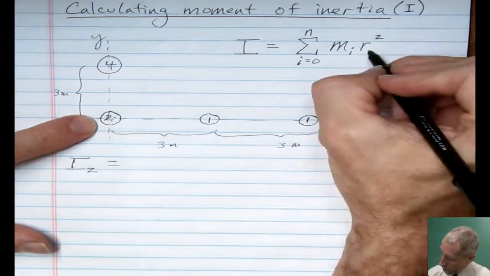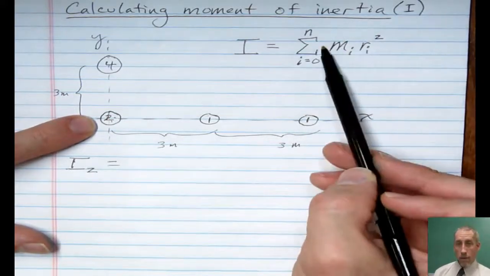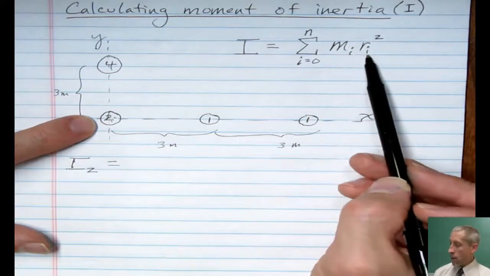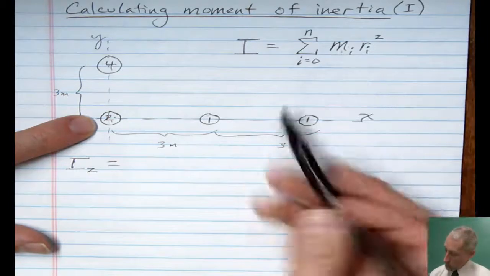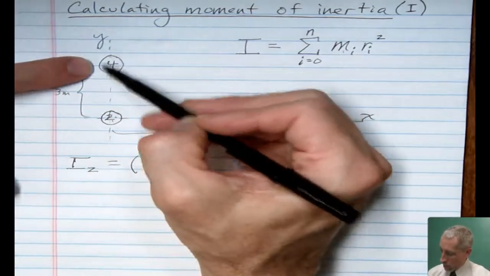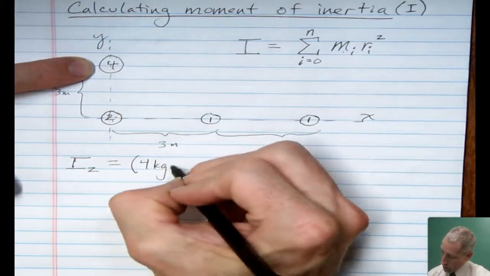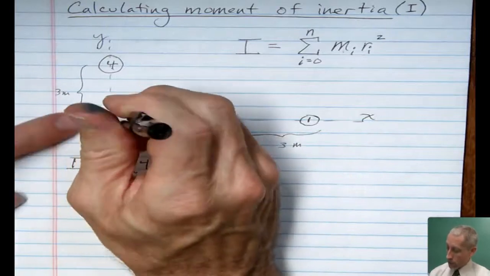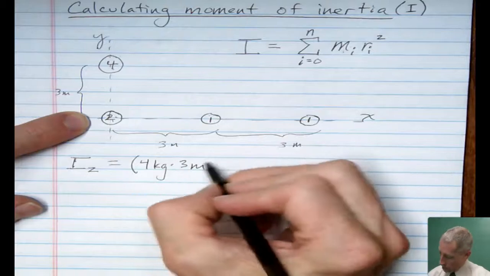Each one will be, and I should have put an I on this, each one will be included with a mass and the square of the distance that that mass is from the rotation axis. So I'm going to have 4 things. My first one I'll just do up here. This is a 4 kilogram mass. And how far is it from the rotation axis? Well, it's 3 meters away. That's what I marked there. So that's 3 meters, and that has to be squared.